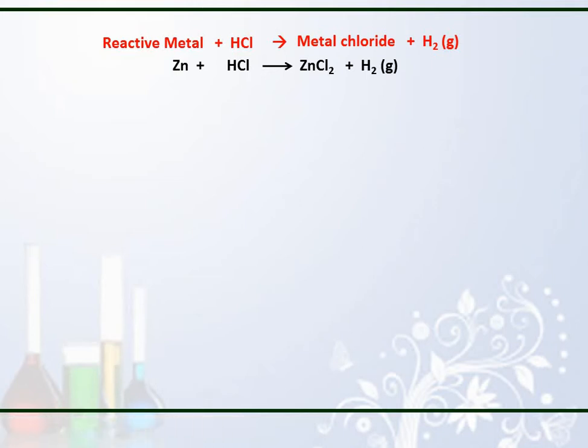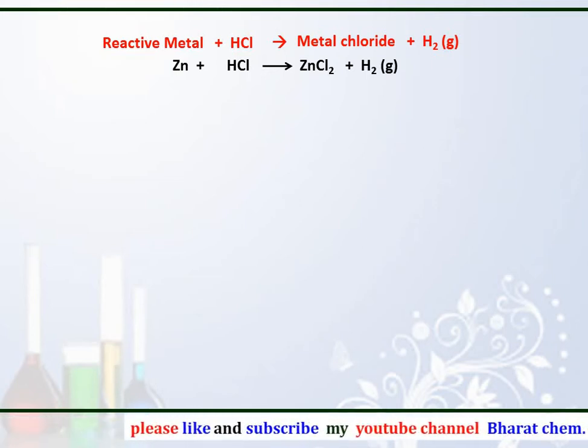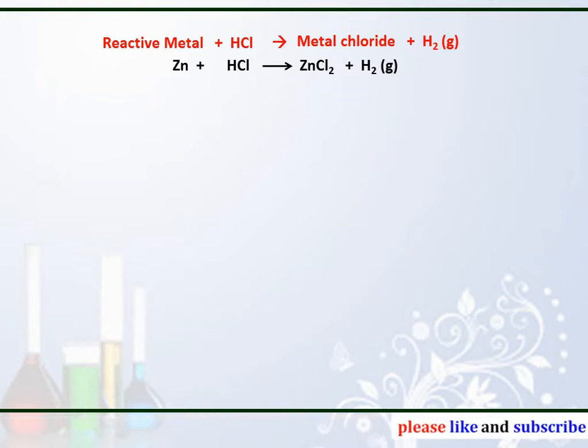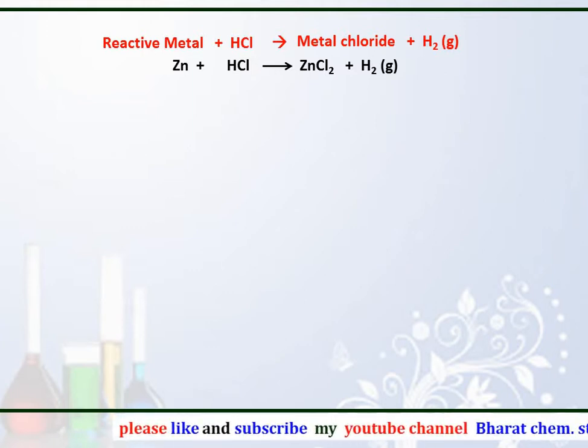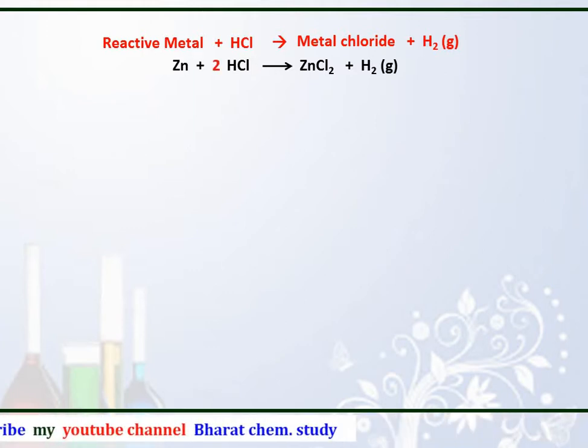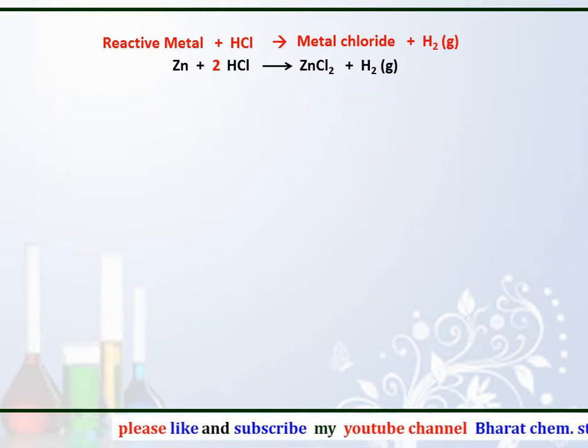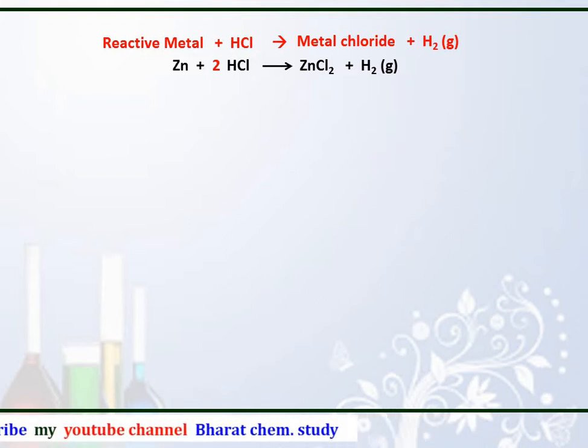It is very important to note that whenever we are writing a chemical equation, it should be balanced. The above equation for the reaction of zinc with HCl is not balanced, so we put 2 in front of HCl to balance this equation. Now this equation is balanced. Let's see how the zinc reacts with HCl to produce zinc chloride and hydrogen gas.